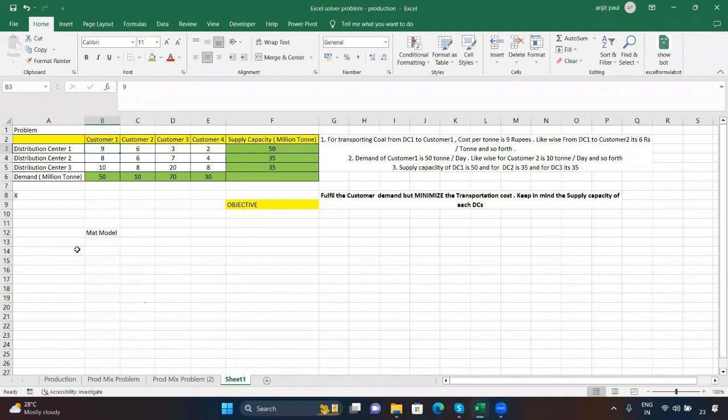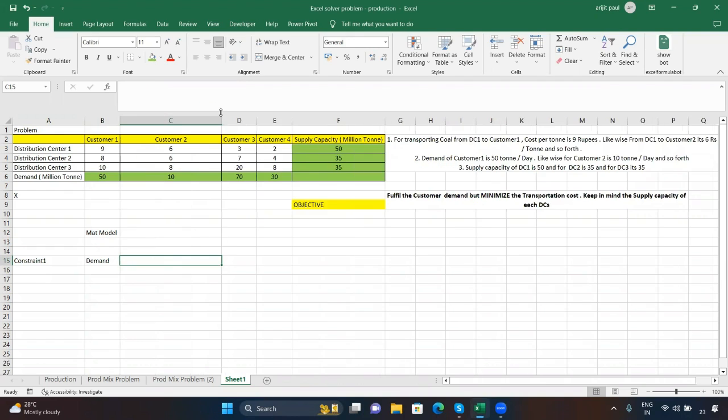Okay, now, so first of all, we will see what are our constraints. So constraint number 1, what is the constraint number 1? We need to fulfill the customer demands. So what are the customer demands? For customer 1, the customer demand is 50. For 2 is 10. For customer 3, that is 70. And for customer 4 is 30. So first constraint is demand constraint. Demand. Okay.